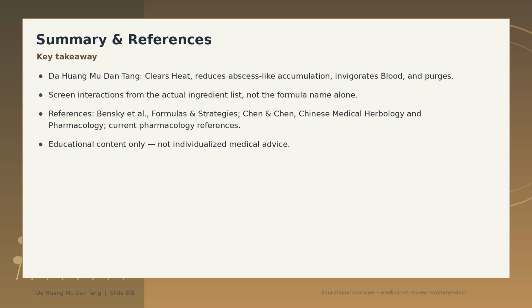In summary, Huang Mu Dan Tang is best understood as a pattern-based prescription, whose action is to clear heat, reduce abscess-like accumulation, invigorate blood, and purge. The key safety principle is targeted interaction screening plus objective monitoring when risk is plausible. Standard references for further study include Chinese Herbal Medicine: Formulas and Strategies by Bensky and colleagues, Chinese Medical Herbology and Pharmacology by Chen and Chen, and current drug interaction and pharmacology references.